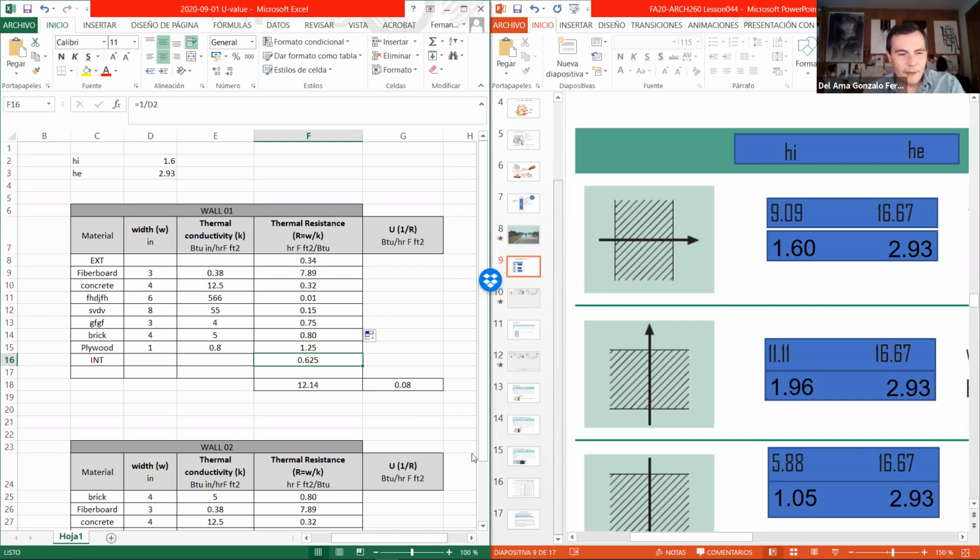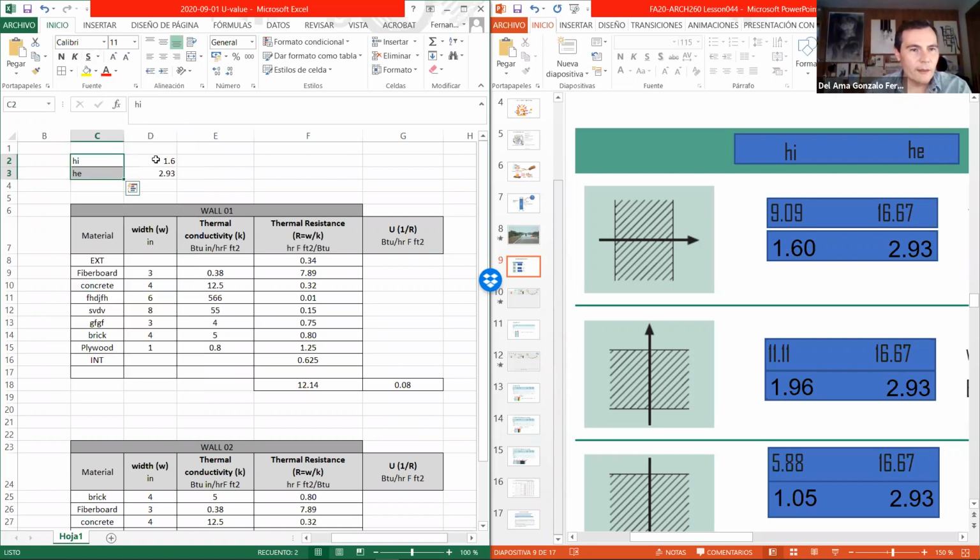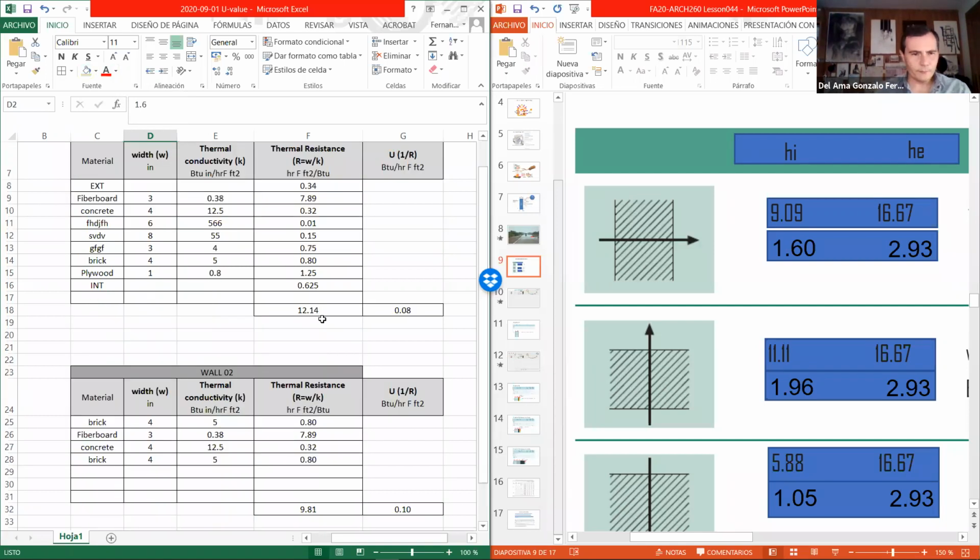So this is it. There is no mystery. It's not difficult. The only thing is that if you are working with your Excel file, make sure that you have this. So we can change the format of this to make it nicer. So we can say that this is HI, HE. When we have a title or something that we can edit, I think it's good having this as a different color, and you can change this or that.